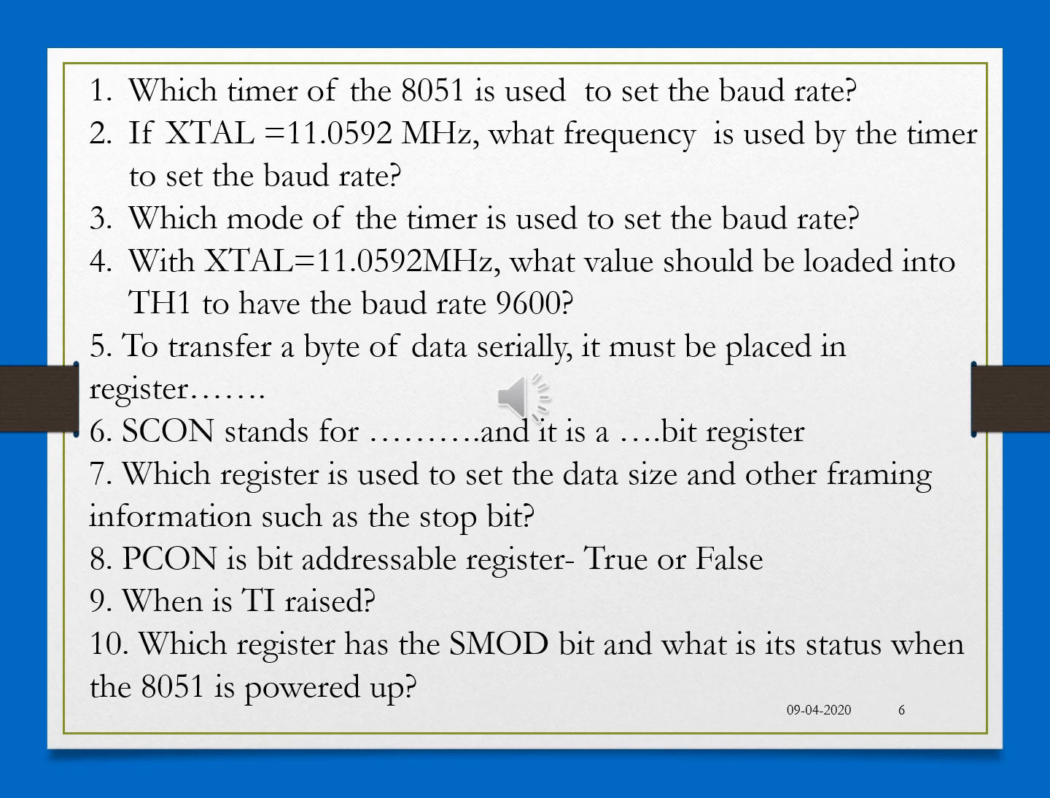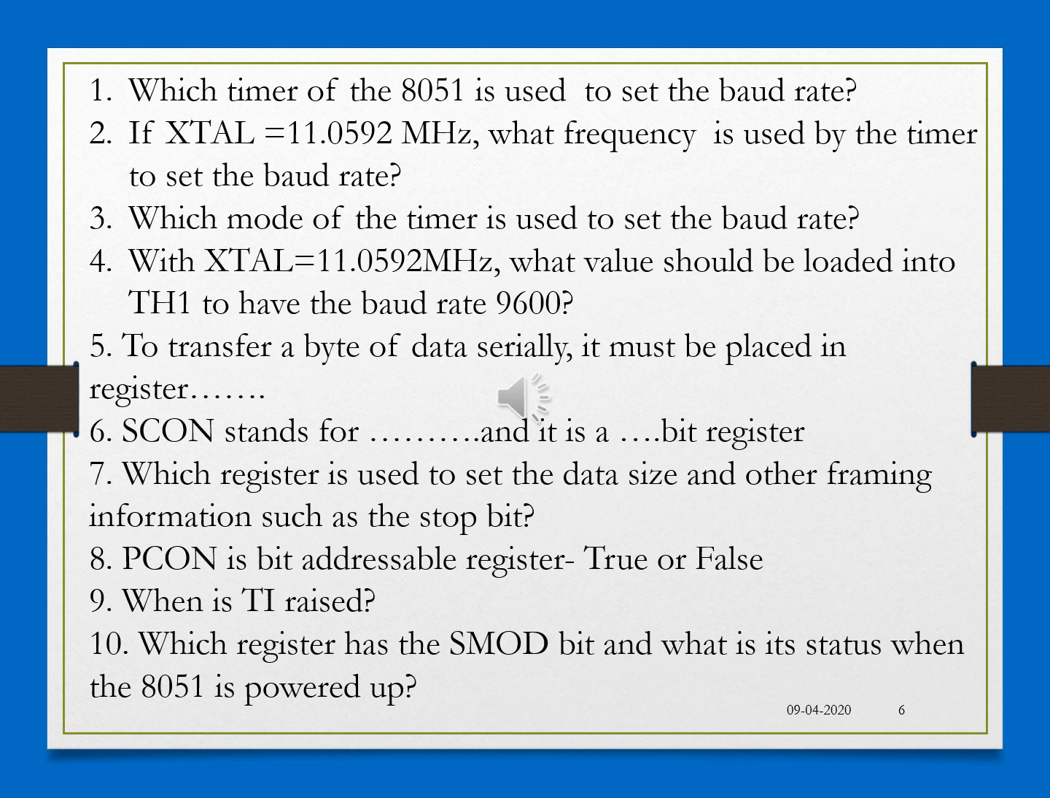SCON stands for serial control register, and it is an 8-bit register. Okay. Which register is used to set the data size and other framing information such as the stop bit? Answer is again SCON register, isn't it? In SCON register you have the selection of different serial modes. Serial modes decide how many stop bits, how many start bits, all that information is there in the different modes. So that is given in SCON register, right?